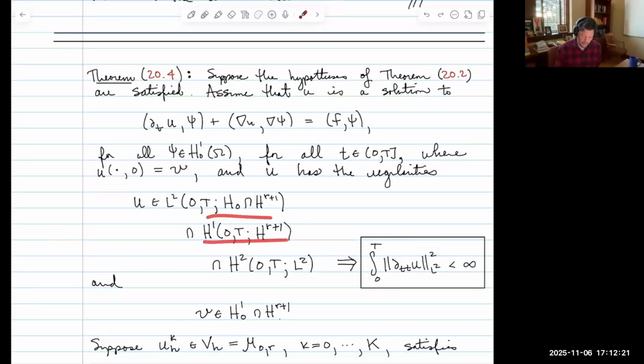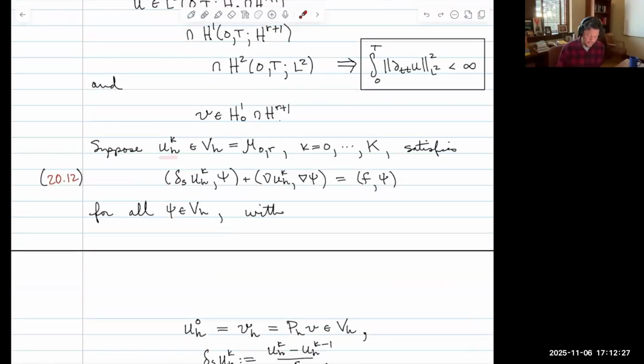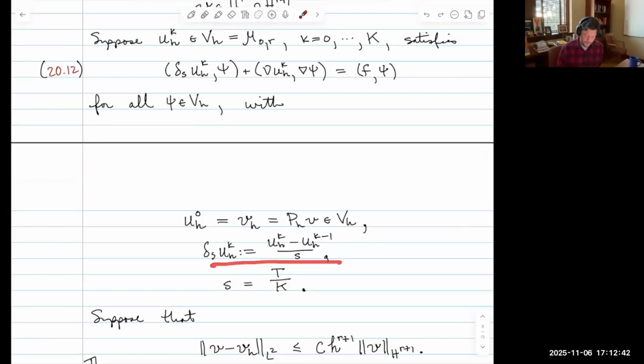So I've explained these two already. This is the new one. We're going to assume that U_h^k satisfies the backward Euler Galerkin scheme. So recall the definition of my backward Euler Galerkin scheme. This object here is not a time derivative, it's a time difference: U_h^k minus U_h^(k-1) divided by S. Now S, I should probably make that a defined quantity. This is our time step, and it's defined as T over capital K.